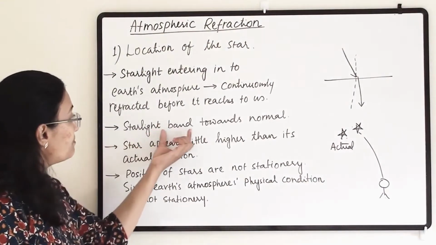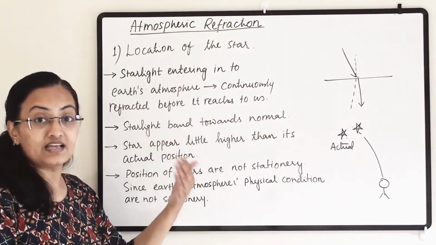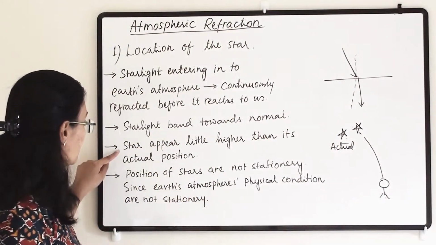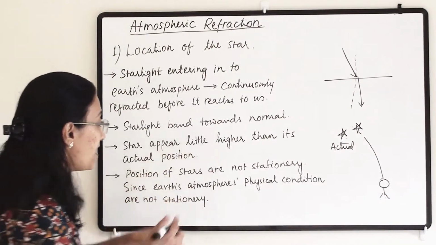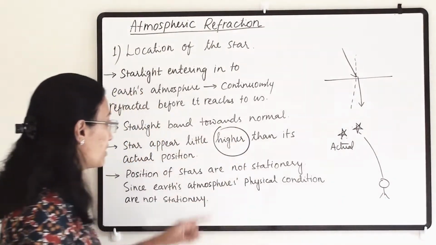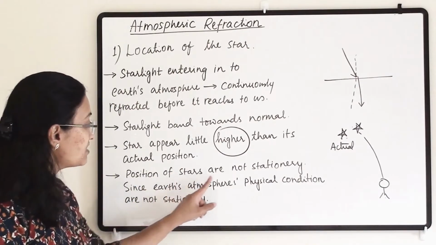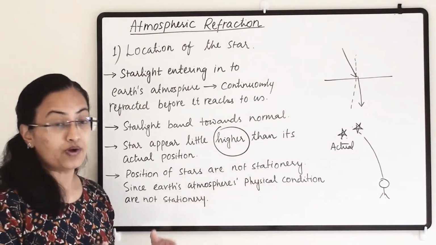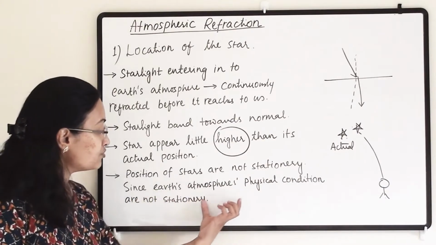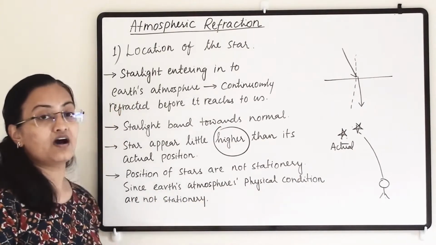So starlight bends towards the normal as it enters the Earth's atmosphere. The star appears a little higher, or above, compared to its actual position. And the positions of the stars are not stationary. Why? Because the Earth's atmosphere's physical conditions are not stationary.